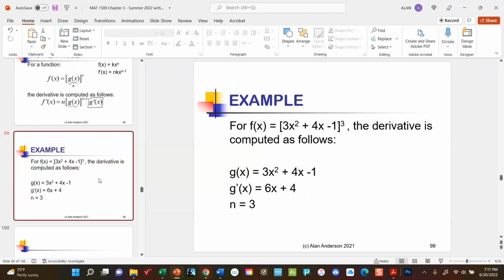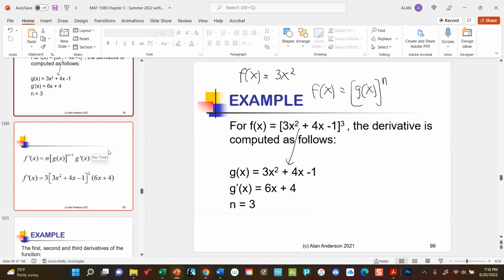Instead of having something like f of x is 3x squared or something like that, all of a sudden, instead of x, we have this very messy expression. This is our g of x, okay? And it has its own derivative, which again, we can obtain by applying repeatedly the power rule and the constant rule. And that gives us 6x plus 4. And of course, over here, we have n is 3, because the general expression is g of x to the nth power. So what do we expect to get when we take the derivative?